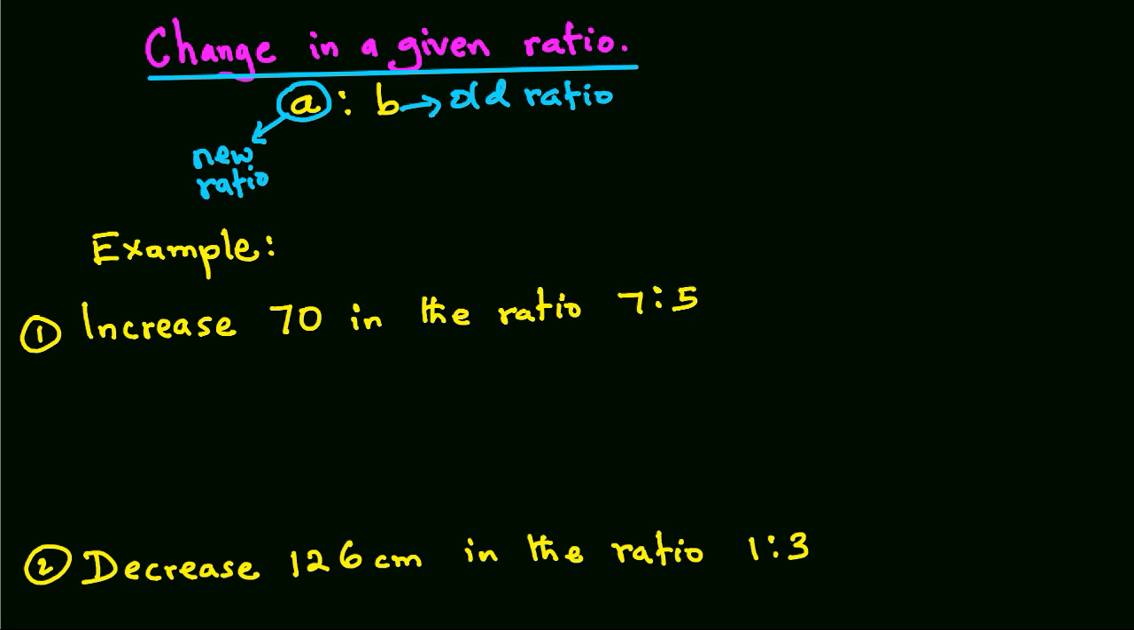Now, in order to obtain a new value after a change in ratio, we need to multiply the old value by what we call a multiplying factor. And this multiplying factor is equal to new quantity over old quantity.